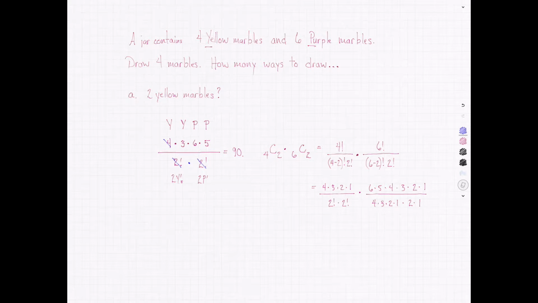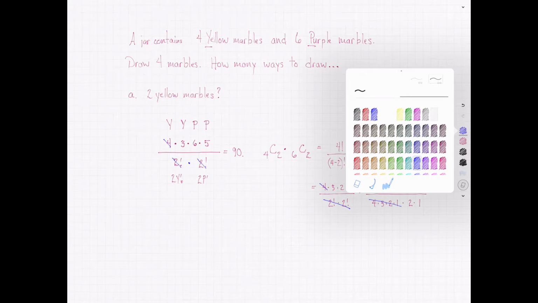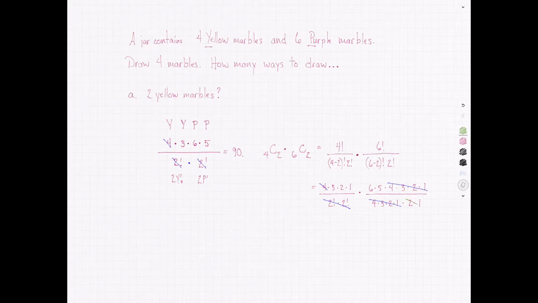Let's clean that up a bit. Here's a 4, 3, 2, 1. There's a 4, 3, 2, 1. And then on the first fraction, 2 times 2 is 4, so this 4 will cancel with those. And if I look at what I have left, here's another one that I could cancel. I'm going to grab a different color here. Here's a 2 times 1 and a 2 times 1.